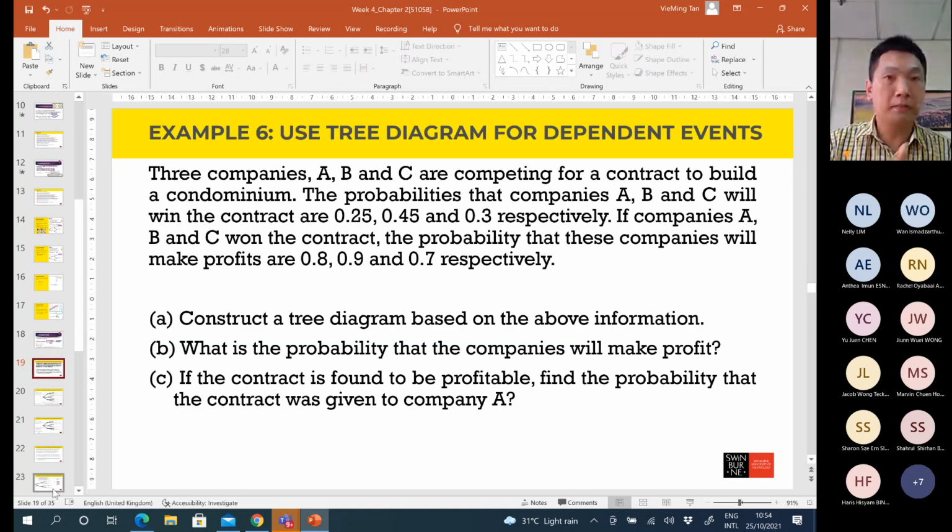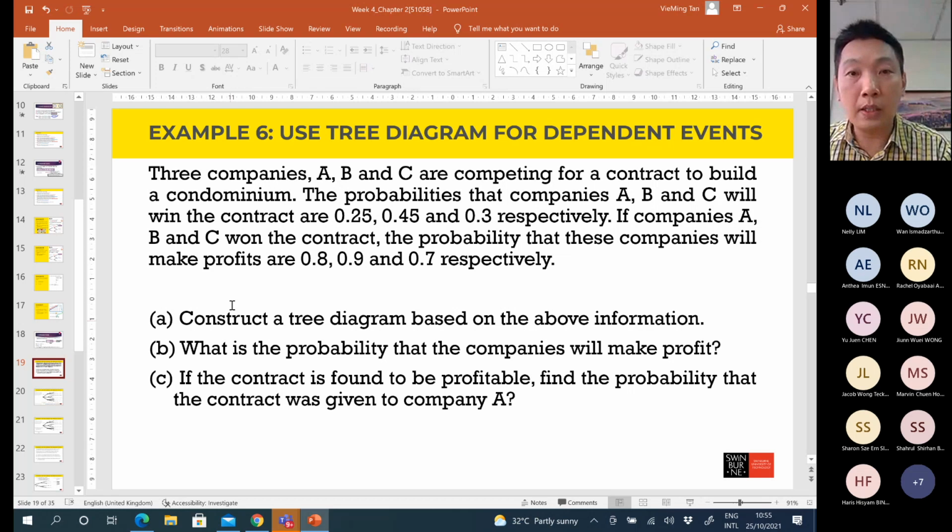Let us analyze the case study together. So this question is, three companies, which are A, B, and C, are competing for a contract to build a condominium. So this is the first event. First event means there are three companies trying to compete with each other in order to get a project to build a condominium.